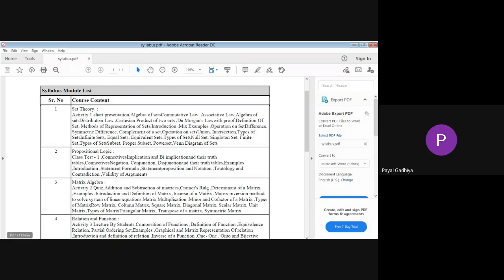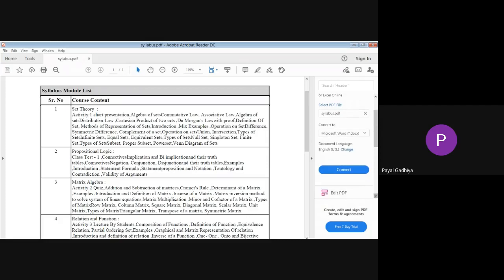Okay, so the first unit which we are going to learn is set theory. I'm briefly telling you what we are going to see in this entire semester. First is algebra of sets. So there will be definition of sets, then examples of different types of sets. Then there are laws which are defined on sets.